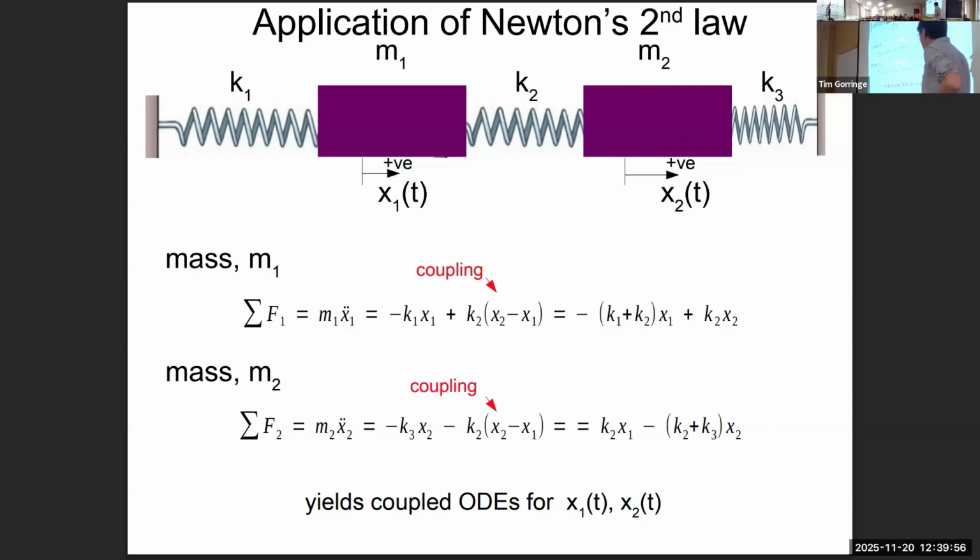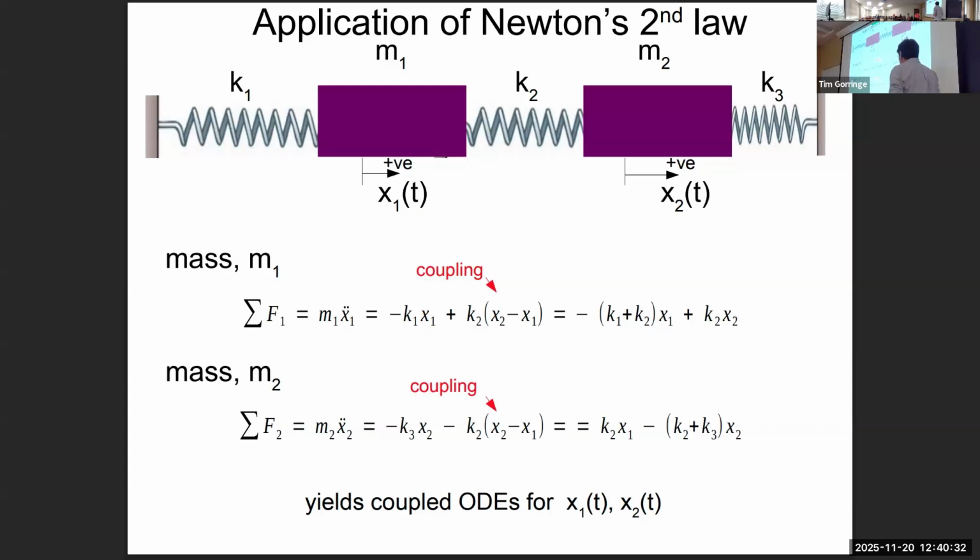A similar argument applies for the second mass, the right-hand mass. There's a force from the right-hand spring, with spring constant K3, that only depends on the location of the right-hand mass. And then there's a term equal and opposite to the term in the mass 1 differential equation. There's a force from the coupling spring, K2 here, and of course that depends not on the individual positions of the two masses, but on their relative separation to one another.